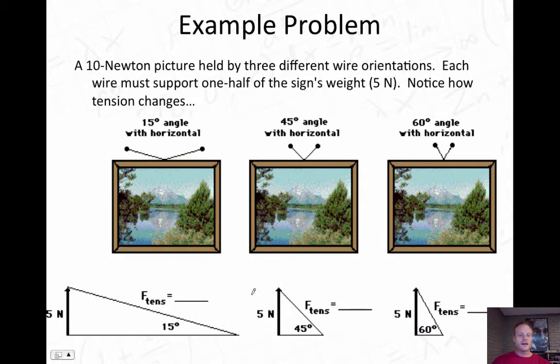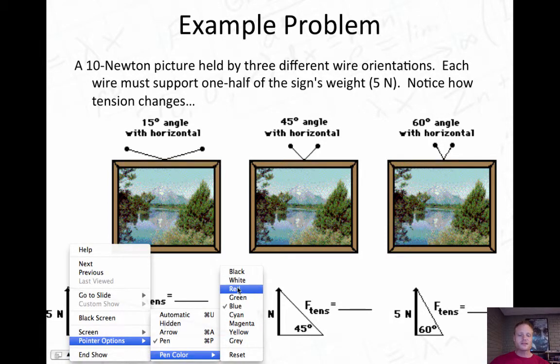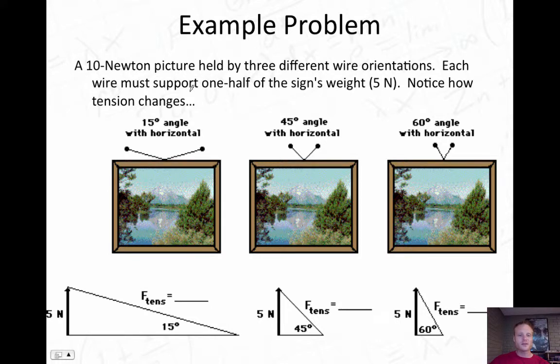Let's take a look at another type of example problem where this time we're looking at 3 of the same picture, but the pictures are being hung up a little bit differently, with wires supporting this 5 Newton picture. And what a beautiful scene it is. You'll notice in this picture, the wires are 15 degrees with horizontal. So this angle here and here is 15 degrees. Whereas this one is 45 degrees with the horizontal. So this angle here and here is 45 degrees. And then this one is 60 degrees, the angle here and here.